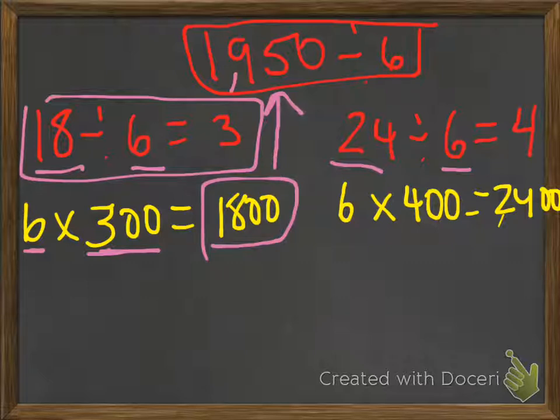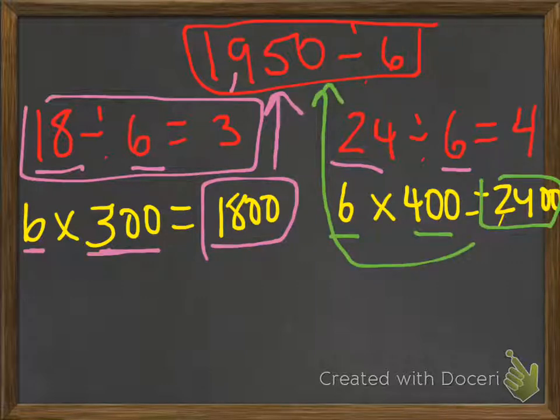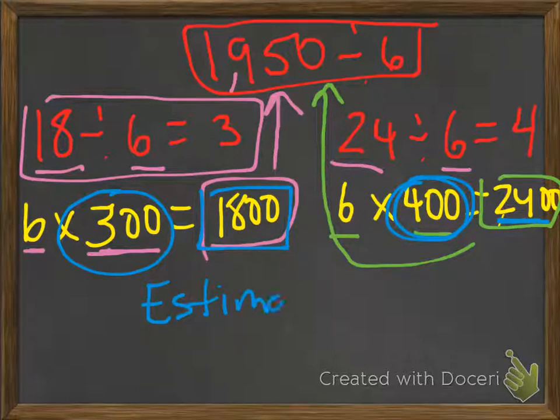And if we were to go ahead and do 6 times 400, we're going to get 2,400, which is more than that number. So here we're just trying to play with the numbers and see where that falls. So that gives us a better clue that the answer is somewhere between 300 and 400. How do we know? Again, 1,800 is less than 1,950, and we also know that the 400 estimate, or 2,400, is more than 1,950. So our estimate for this equation is somewhere between 300 and 400, about.